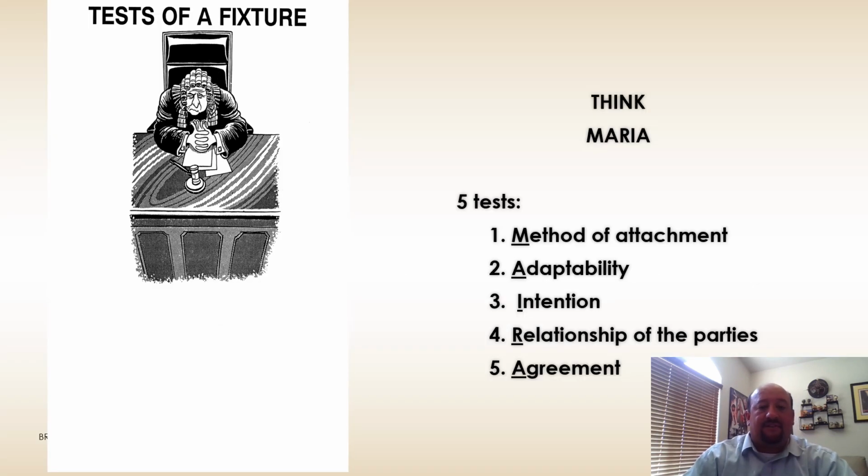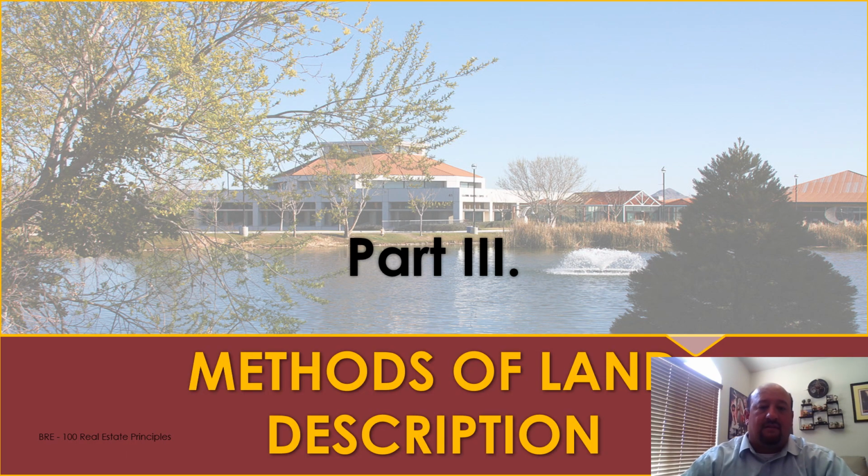Now, fixtures, we have MARIA. To see if something is a fixture, you have to look at a few different tests: method of attachment, adaptability, intention, relationship of the parties, and agreement. With MARIA, each test will help you figure out whether it is a fixture, in which case it is real property, and if it's not a fixture, then it is personal property.